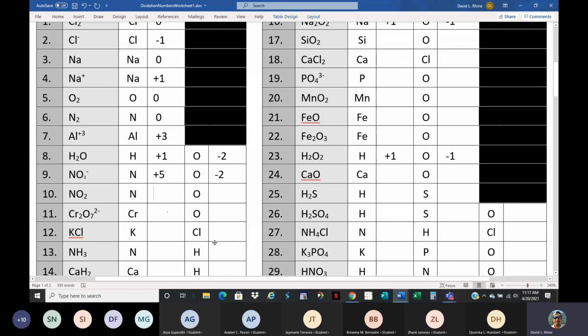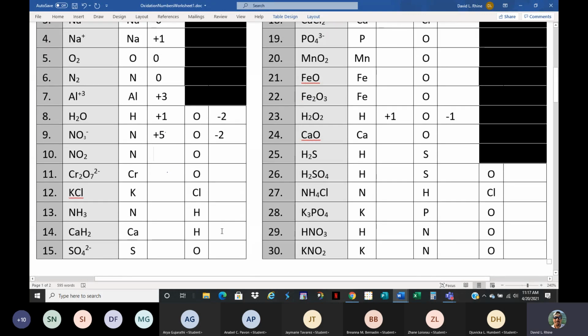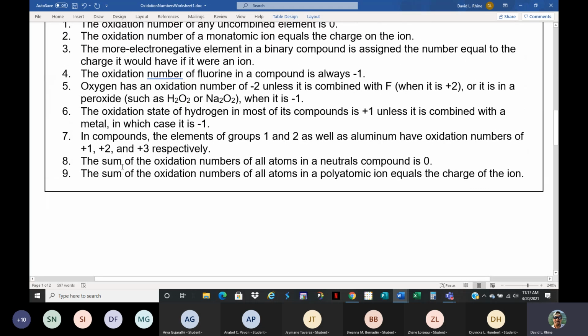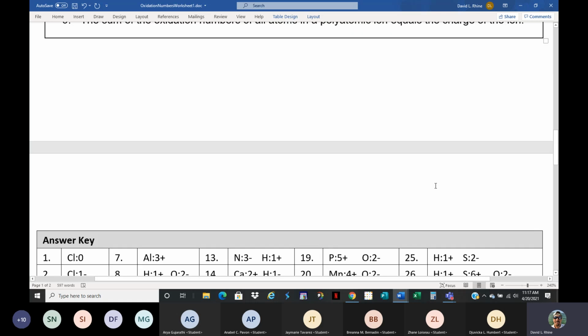Okay. Now the next one is nitrogen dioxide. Okay. So we know that oxygen's a -2. And we just got to figure out what nitrogen is. Now, some of you are good enough right now, you can tell that's a 4+. Some of you have no clue how I got 4+ that easily. Okay, so we'll go down and go through the process. Remember, the sum of the oxidation numbers of all atoms in a neutral compound is 0.